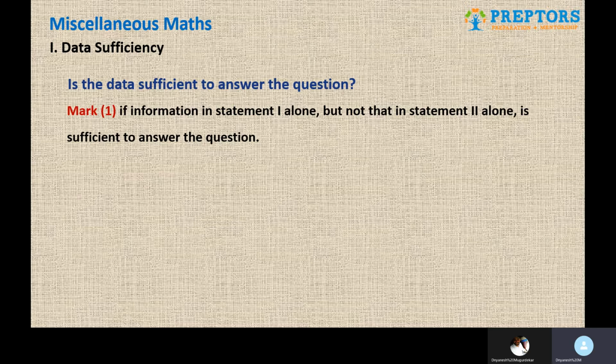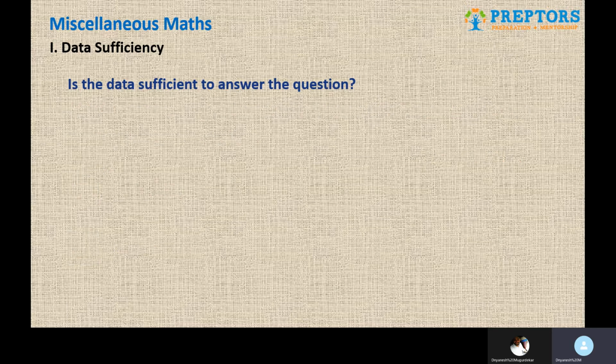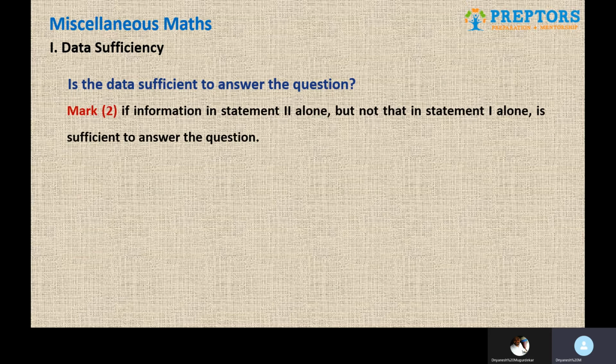So you will mark answer option 1 if information in statement 1 alone, but not in 2 alone, is sufficient to answer the question. Only 1 alone gives you the answer, 2 alone doesn't give you the answer. So you mark answer option 1. You mark 2 for exactly the opposite. Statement 2 alone is sufficient, but 1 alone is not sufficient.